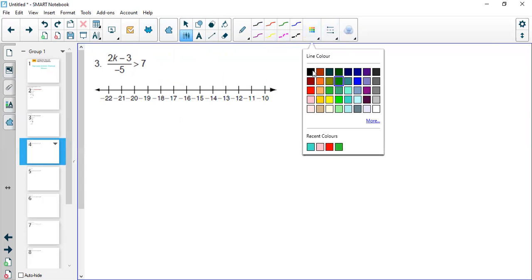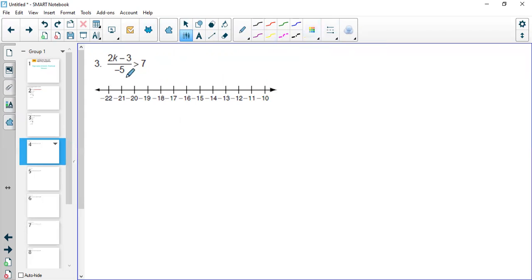2k minus 3 divided by negative 5 is greater than 7. Okay, so what do you think is the first step to solve this inequality? The first step is we are going to multiply the inequality by negative 5, because we have to remove this from here, right? So 2k minus 3 is going to be less than 7 multiplied by negative 5.